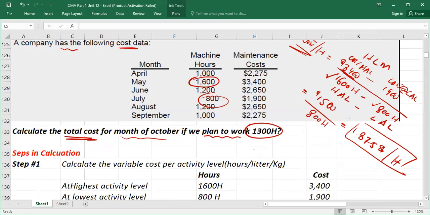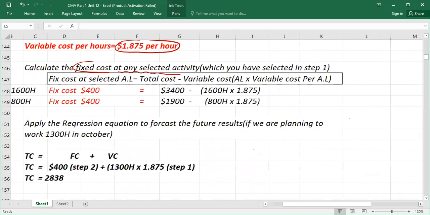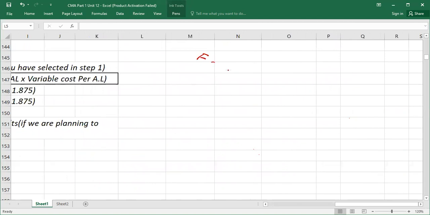Okay, so please focus with me. Now in step 2, we are going to calculate fixed cost at any selected activity level, those activity levels which you have used in step number 1. So what equation will we write? I'll write the equation like this, because I want to calculate fixed cost, which will be equal to total cost minus variable cost. So let's try first. I'm going to calculate fixed cost at 1,600 hours. You know, this was the selected activity level, right? In step number 1.